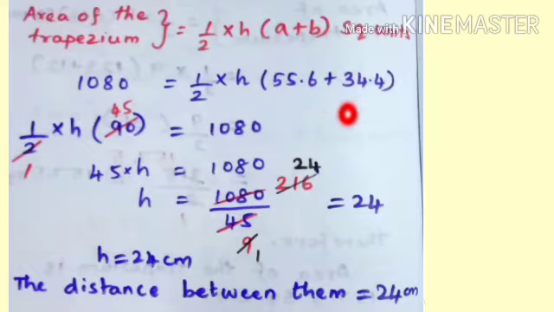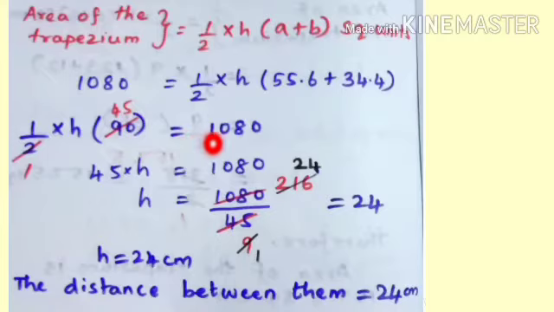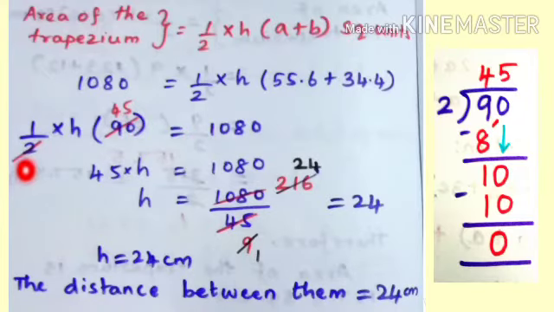Now by using BODMAS rule, we have to do the calculation within the bracket first. So 55.6 plus 34.4 is 90. So 1 by 2 into h into 90 is equal to 1080. Now cancelling 90 and 2, it is 1 in the denominator and 45 in the numerator. So 45h is equal to 1080.